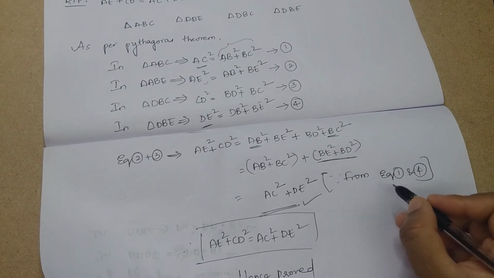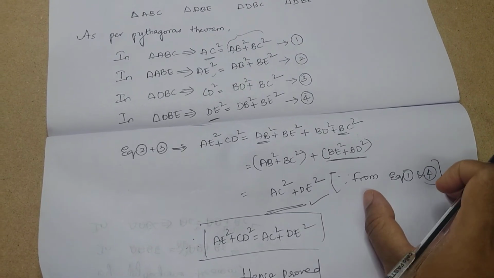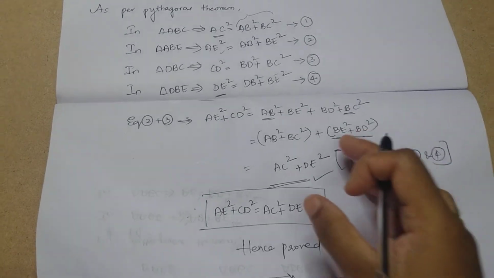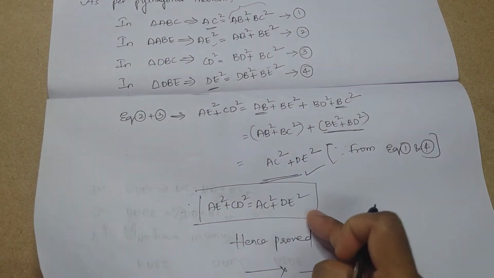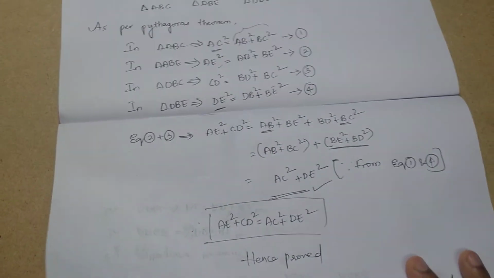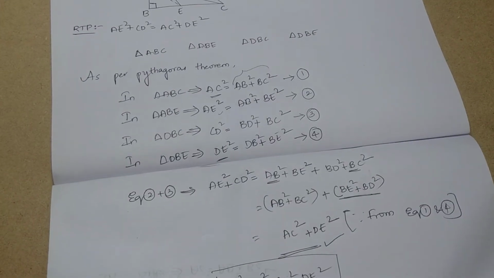On which basis you have substituted, you have to definitely mention in your examination also. Clear? So this is what they asked us to prove. So it was proved, hence proved. So this is the solution. It's quite easy.